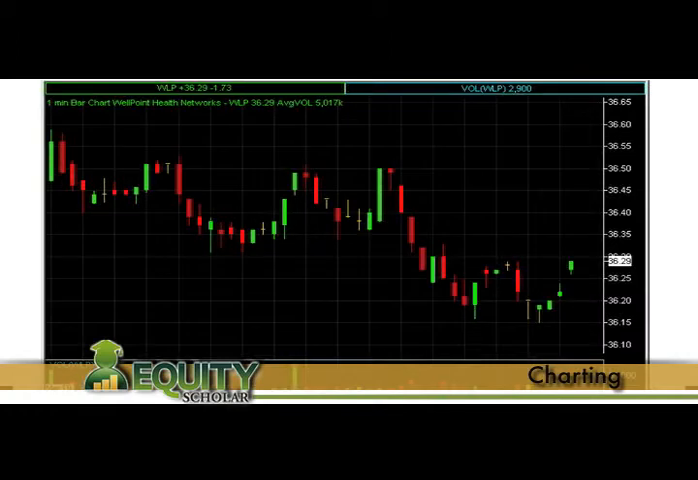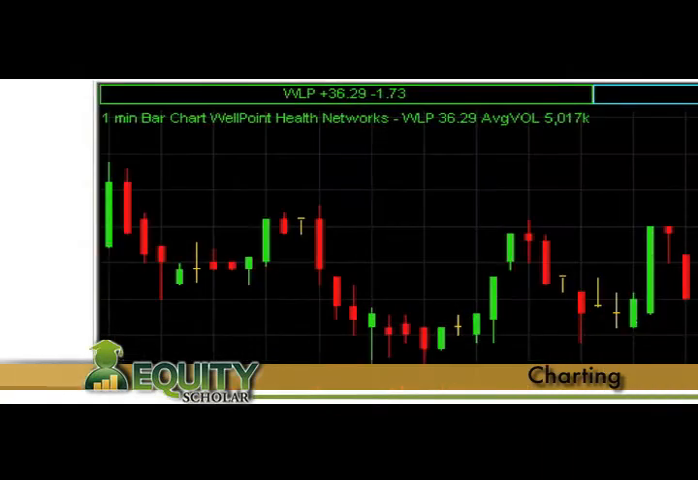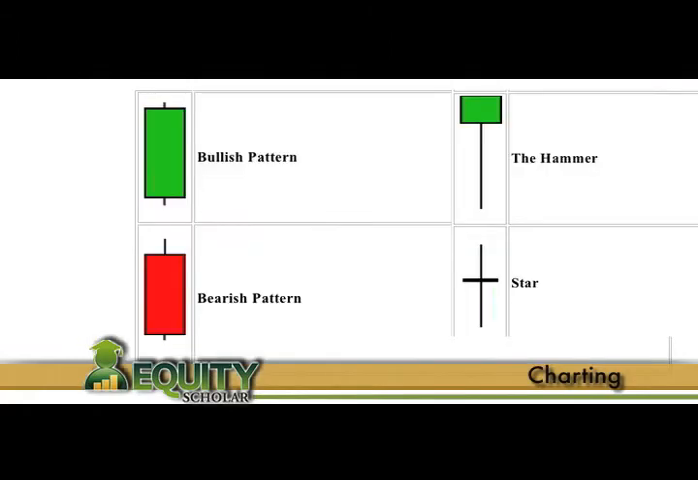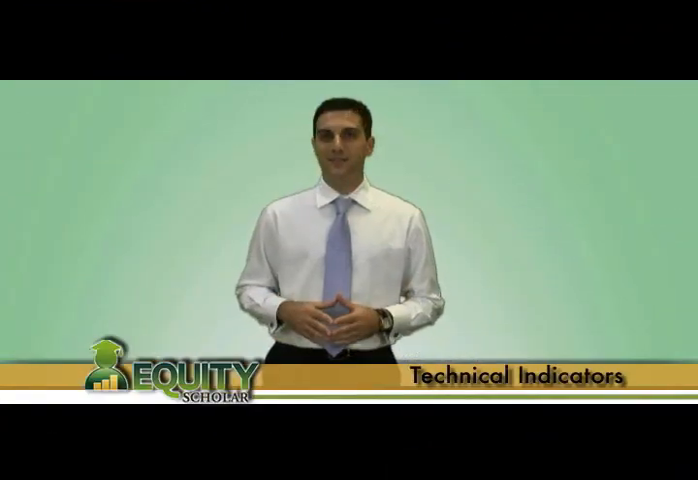This stock chart seen here is an example of what a candlestick chart looks like. In this example, we are using a 1-minute candlestick chart. Therefore, each candle contains information concerning the price action occurring during each minute. Keep in mind that traders use several patterns within candlestick charting, such as the hammer and star, for indication of future price action. If you decide to use candlestick charts, you want to make sure that you become familiar with all of the patterns. Moving on to technical indicators.